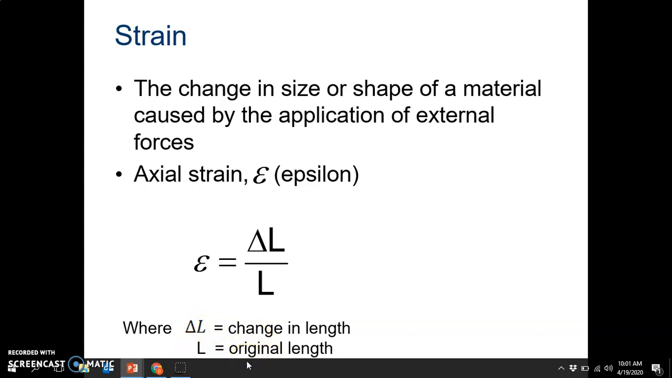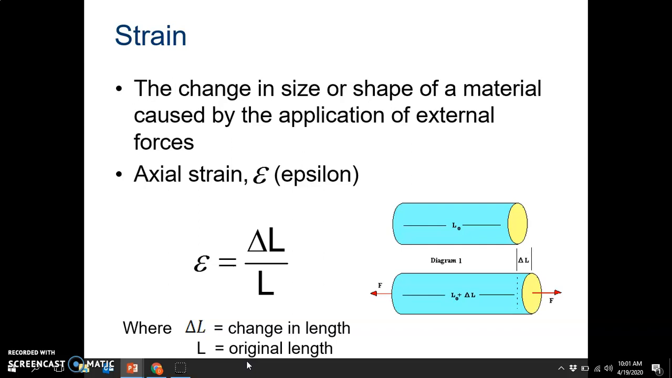Let me explain this a little bit further. Here's a little diagram right here. Right here is your member. There's no forces acting on it. The length of the member is what they call L naught. The naught is a little zero here. You can call it the original length. The original length of this member is right here.